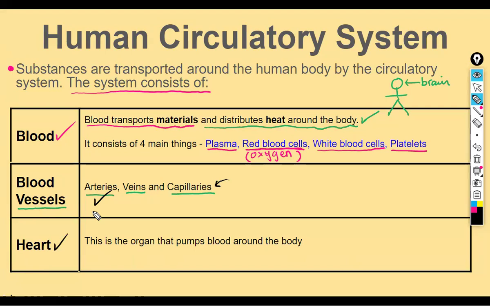So guys, that's a brief introduction. Take down everything on the screen. Let me know when you are finished.